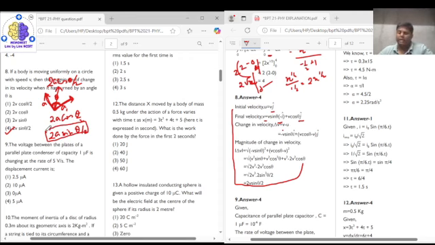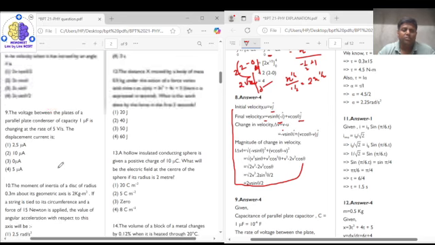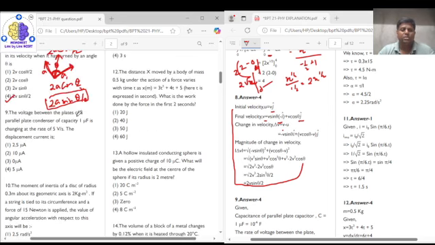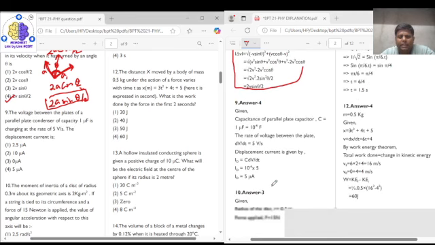Now next, come to question number 9. Question number 9 says the voltage between the plates of a parallel plate condenser of capacity 1 microfarad is changing at a rate of 5 volt per second. The displacement current is? So displacement current is given by I d equals C dV by dt.